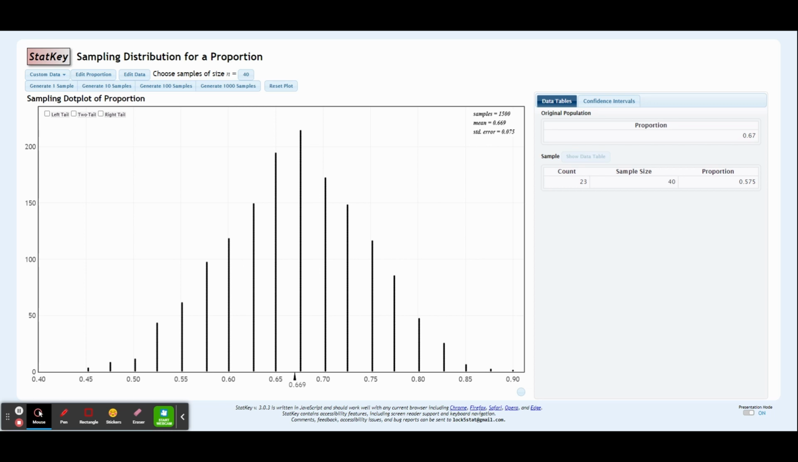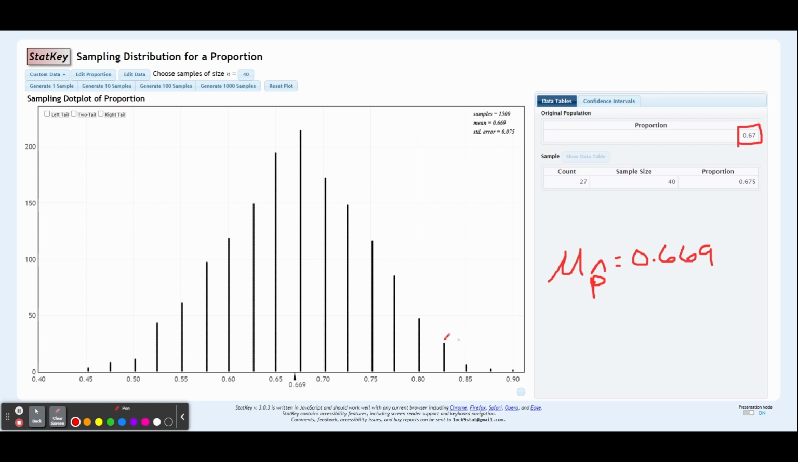Now, one thing you'll notice here is that in this simulator, we've taken 1,500 p-hats. Each one of these p-hats represents a sample of size 40. This simulator has averaged all the p-hats together. If you look down here at the bottom, we have this little arrow, and it's looking at the average. And you'll notice that the mean of our p-hats is equal to 0.669. And that is very, very close to the population proportion.